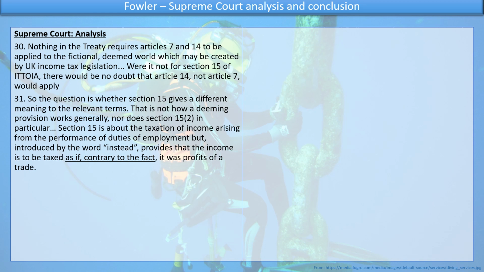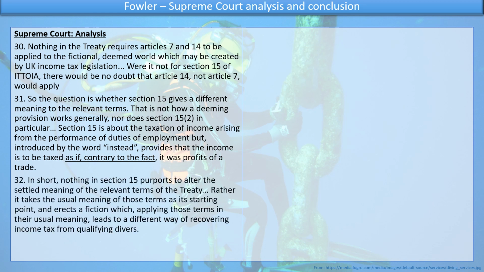Section 15 is about the taxation of income arising from the performance of duties of employment, but introduced by the word instead, it provides that the income is to be taxed as if, contrary to the fact, it was profits of a trade. So what the court says here is not that you must treat this as income of a trade. They say it is employment income, but you should treat it like you treat income from a trade. And it all comes down to deduction of costs, as the court says next.